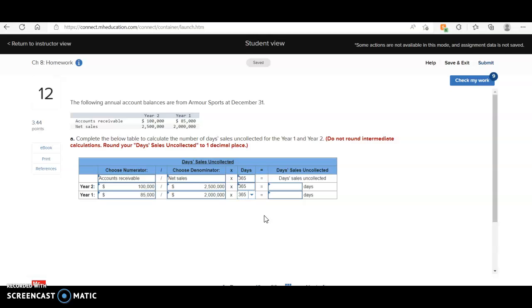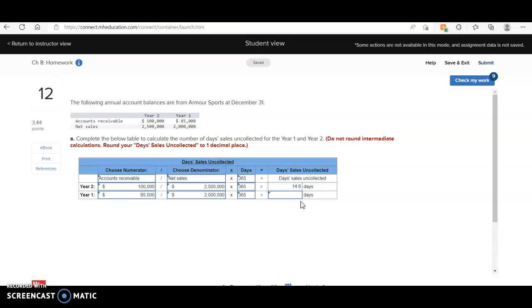math for us. So we're going to have to do it ourselves, where we're going to take that 100,000 divided by 2,500,000 times 365 days, and we come out to 14.6 days. It tells us in the instructions, do not round intermediate calculations, round your days sales collected to 1 decimal place. So we are going to leave that 0.6 in there.